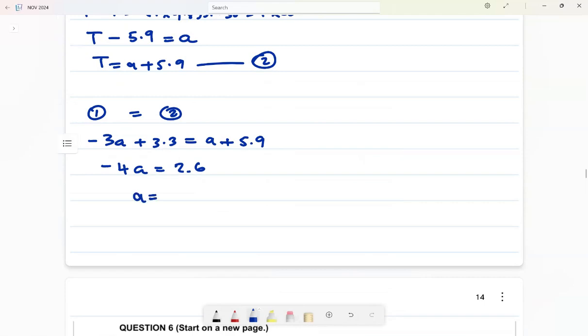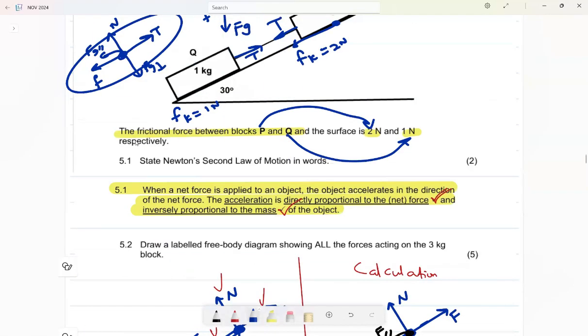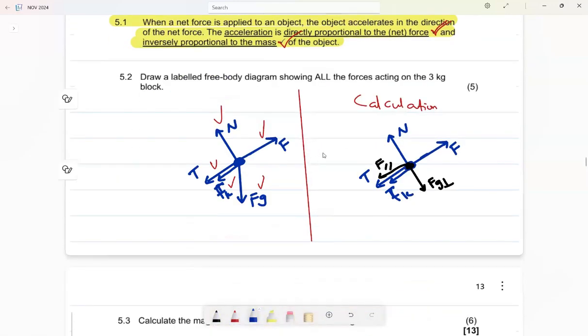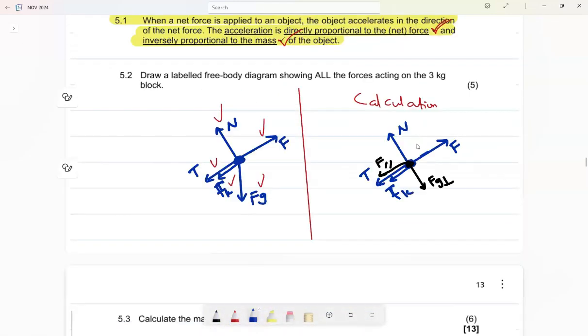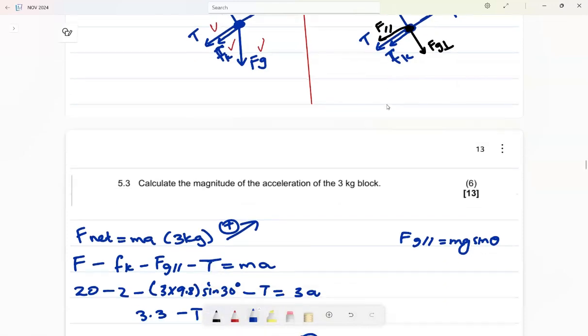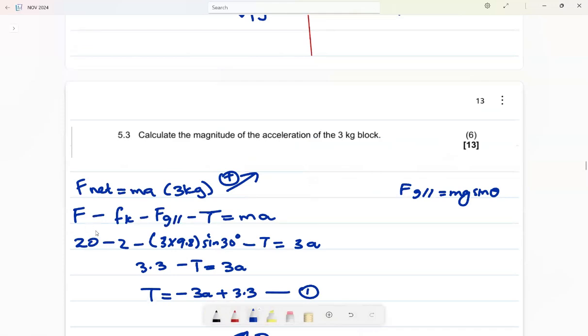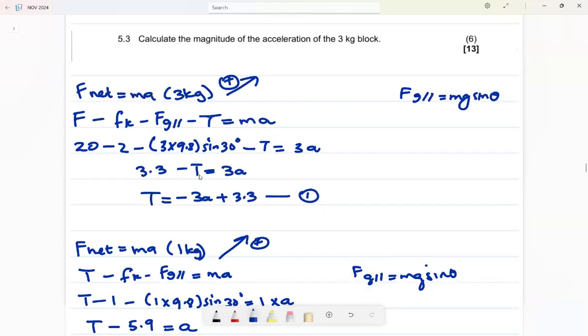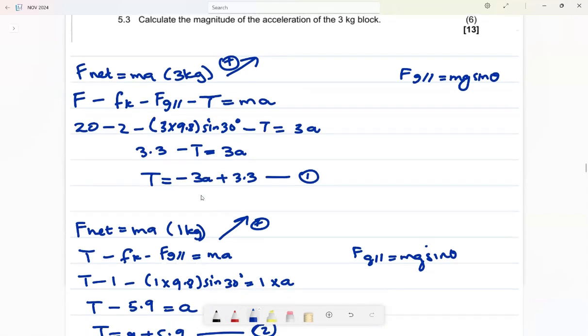And then my acceleration is going to be equal to, I don't know why my acceleration is negative, by the way, 2.6 divided by negative 4, which is negative 0.65 meters per second squared. Okay, let us confirm if indeed my acceleration is supposed to be that value. So we said F net is equal to FA, friction going upwards minus Fk minus Fg parallel minus tension, and then 3.3 minus T is equal to 3A.